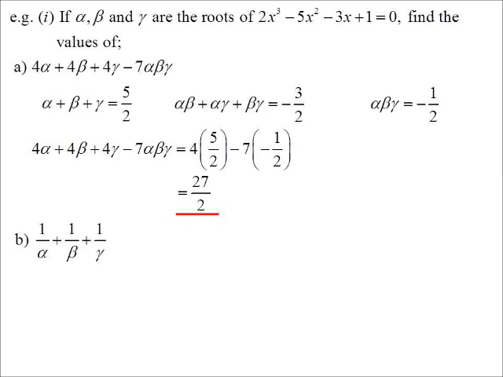The reciprocals for this one, well again, I'll treat it like an algebraic fraction. Common denominator, alpha beta gamma. On the top, we end up with beta gamma plus alpha beta. Well, that's the sum of the roots 2 at a time. So we've worked that out. We've worked the denominator out as well. So we get minus 3 on 2 on minus a half, which is positive 3.